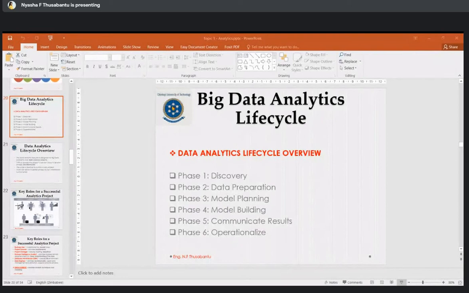So the cycle has 6 phases. The first one is discovery, then data preparation, model planning, model building, communication of the results, and operationalize. So just like any software life cycle, discovery is like a feasibility study. And when you're doing a feasibility study in project management or in the software development life cycle or anything, you are trying to look at all aspects of the project. Is it doable? Is it feasible economically? Is it doable geographically? Is it doable in all aspects of feasibility?